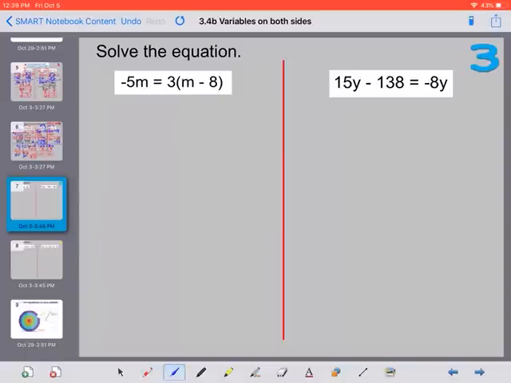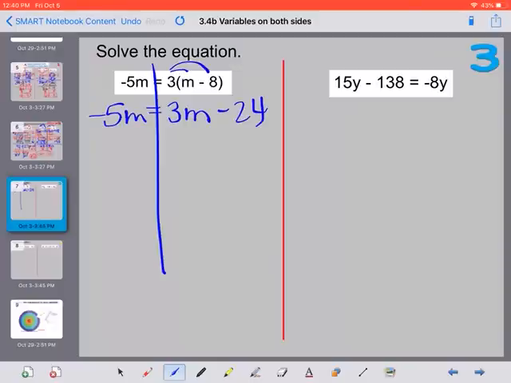All right. This one, a little less because we only have to multiply on one side of our equation. 3 times m is 3m. 3 times negative 8 is a negative 24, all equal to negative 5m.